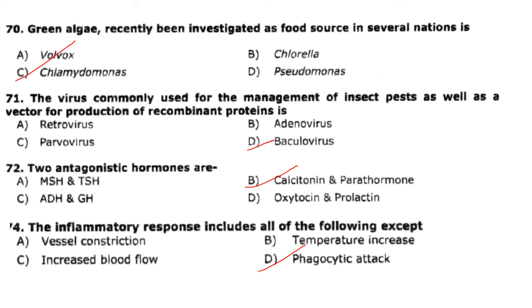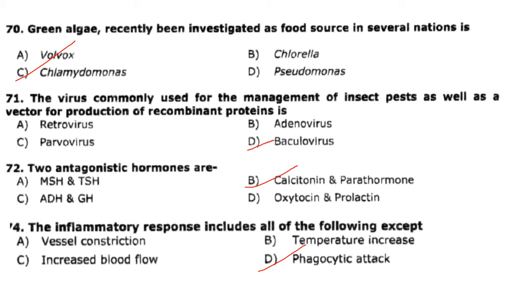Chlamydomonas. Okay, answer is option C. Then next one. The virus commonly used for the management of insect pests as well as a vector for production of recombinant protein is baculovirus. Answer is option D. Two antagonistic hormones are calcitonin and parathormone. Answer is option B.